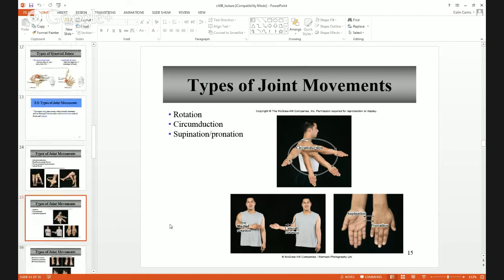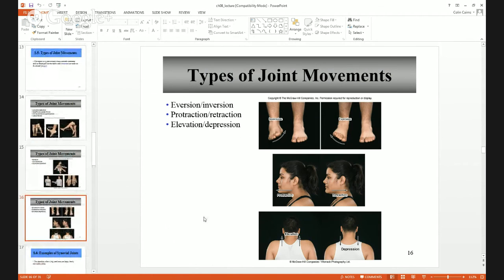And then we have rotation. That's turning horizontal towards the middle, or lateral, turning horizontal toward the outside. Circumduction is going in a circle. Supination is turning the hand up with the palm facing up, or pronation, turning it over with the palm facing down.